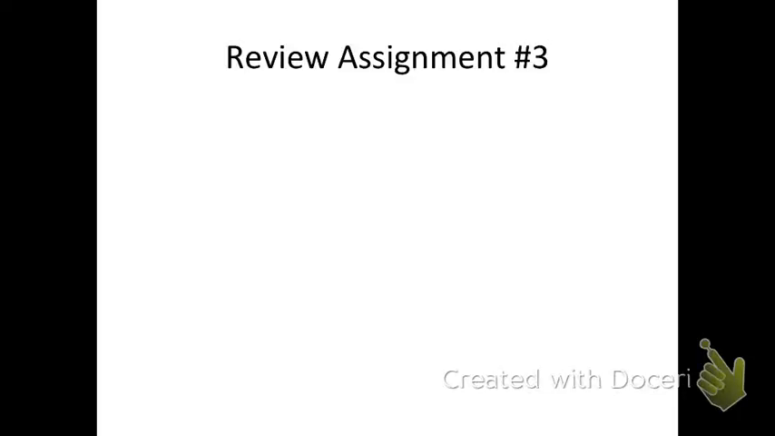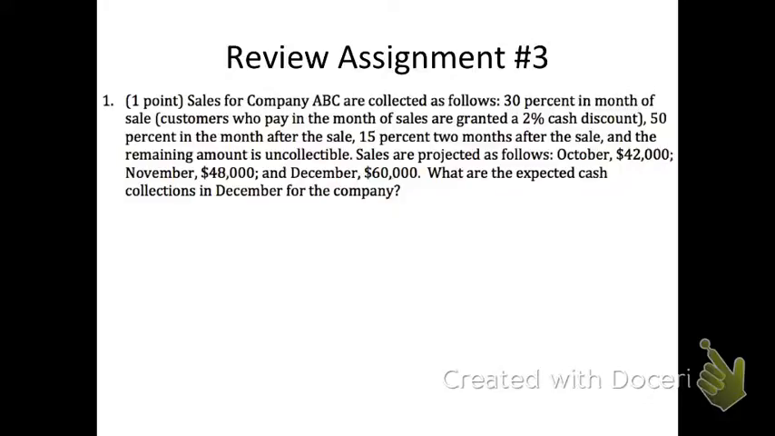Alright, so let's go through the review assignment, and we're just going to start with number 1 and go all the way through. In this question, this is a cash collection problem. One of the tricky parts is you have this 2% cash discount. What that means, if the customers pay for the sales in the month they actually buy the merchandise, then 30% of those customers will pay in the same month.